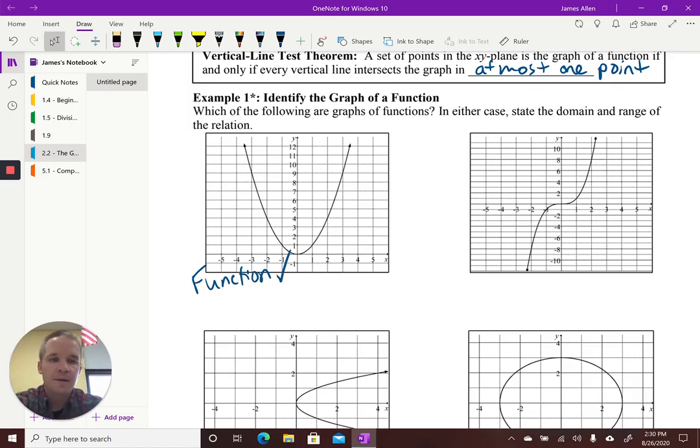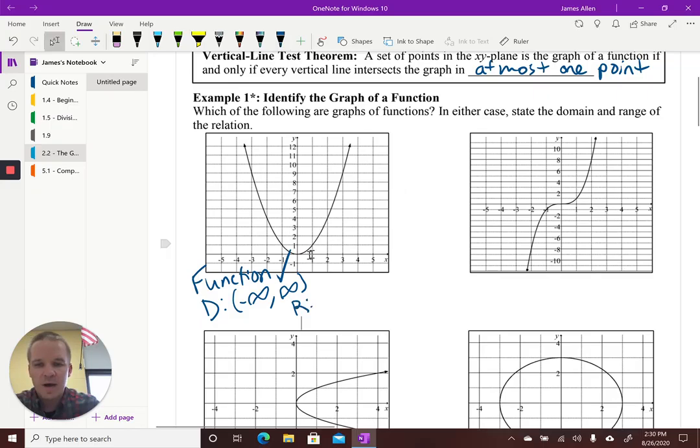Check. Domain. If we're writing in interval notation, we're going to have from negative infinity, because it never stops going to the left as it goes up, to positive infinity, because it never stops going to the right as it goes up. Then my range, it looks like it's bottoming out at 0, 0. So my range starts at 0, and then it goes up in both directions forever and ever. Got my domain and my range.